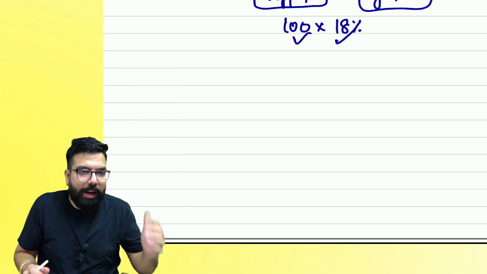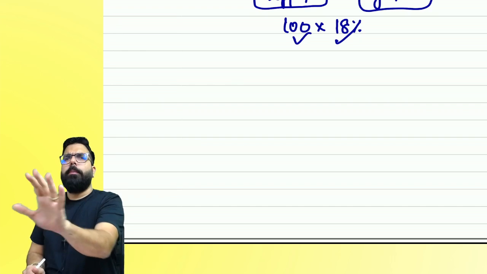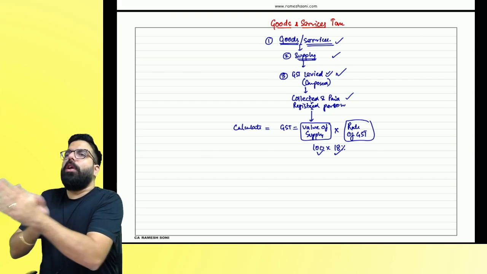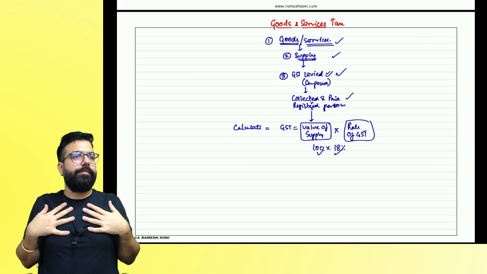18 rupees I will collect from you. What will you tell me? I'm telling you, hey, give me 100 rupees. People, are you getting it, everyone? What did we understand till now? Tell me. First of all, you always have to have something which is goods or service. I am selling socks, goods.